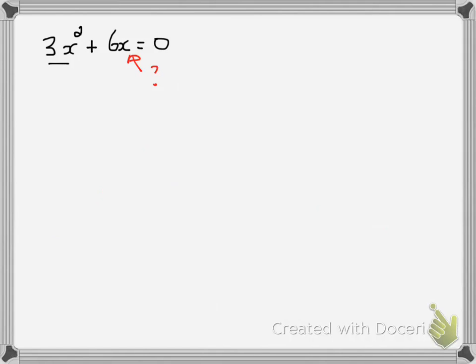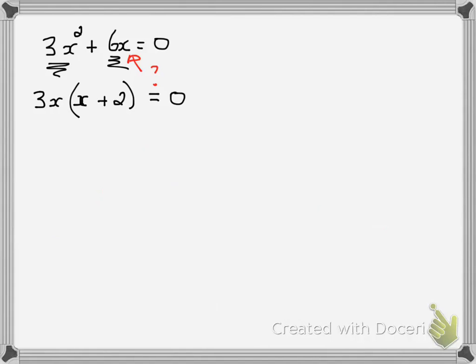Well, if you notice, we have 2 terms. And within those 2 terms, there is a common factor. The common factor in this case is 3. Of course, 3 goes into 3 and 3 goes into 6. But there's also another common factor of x. So when you take 3x out of the first term, 3x squared, you're going to be left with x. And when you take 3x out of 6x, you're left with a 2. And don't forget that all equals 0.